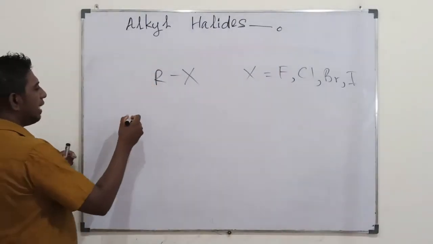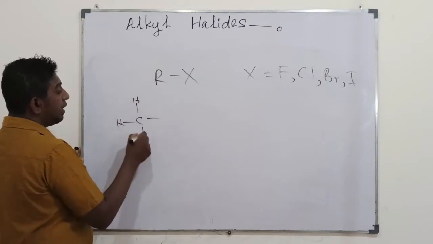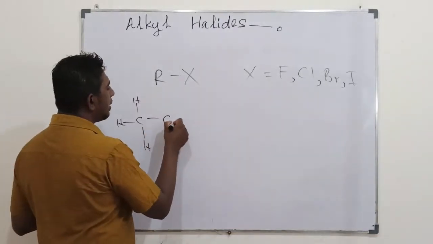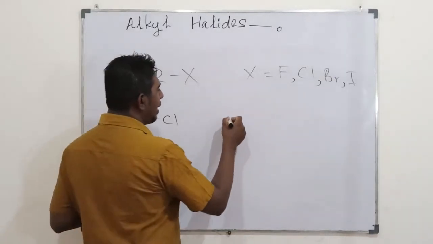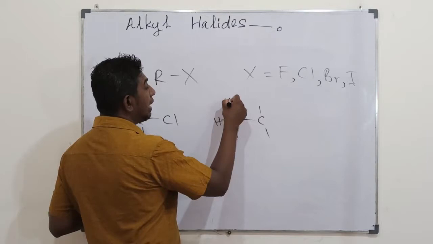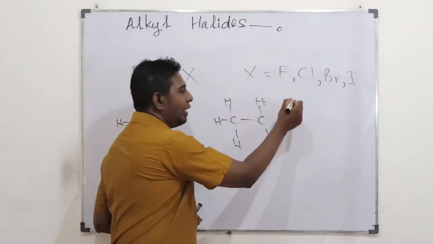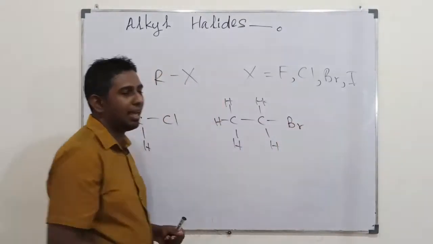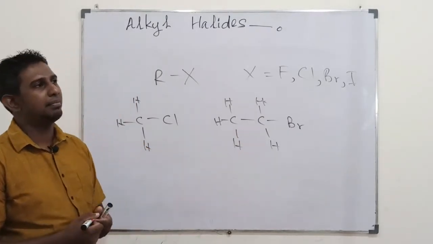For example, when you have the methyl group standing for the alkyl group, and a chlorine atom, the halogen. When you have two carbons, we call it ethyl, the alkyl group, and when you have the halogen atom bromine there, it's alkyl chloride here, alkyl bromide there.